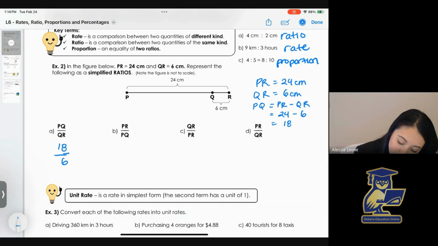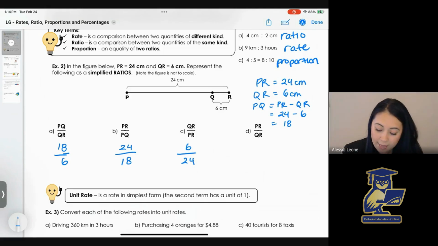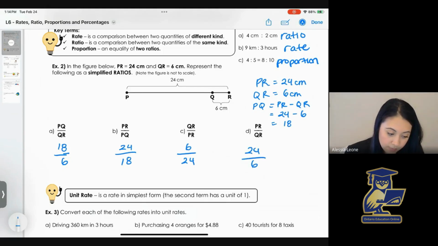Because now we can just go through and we're just plugging in all our numbers. PR, 24, over PQ is 24 over 18. QR is 6 over PR, which is 24. And PR, which is 24, over QR, which is 6. Now we did all of our fractions.